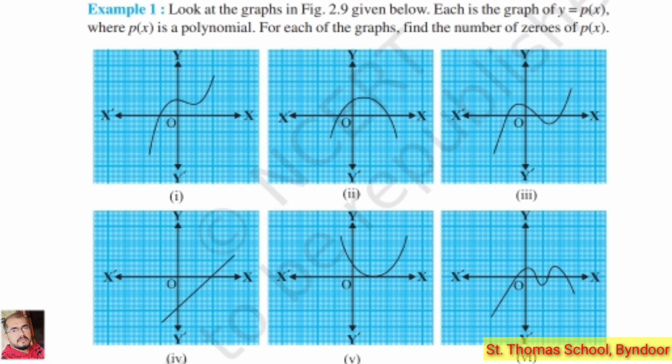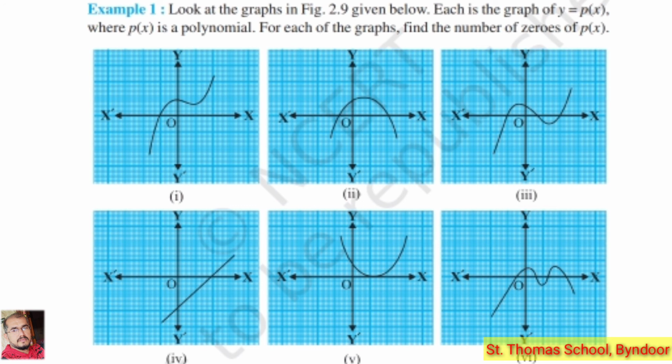Now the third figure, how many zeros do we have? We have 3 zeros. It means 3 different points that the curve is passing. Now next, the fourth one is a straight line with only 1 zero. That is on the positive side of the x-axis. Now the fifth one has only 1 zero. Why? Only one point of the curve is passing through there.